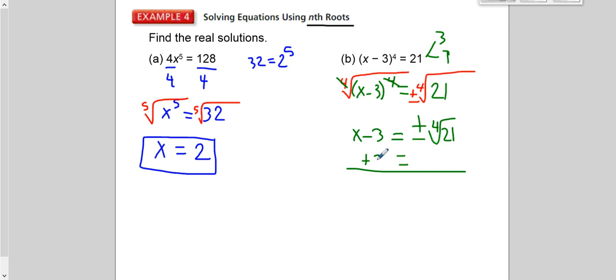Isolate the variable. Add 3 to both sides. x equals 3 plus and minus 4th root of 21. That's our final answer. And that's example 4. Isolate the power, then undo the power with the root. If you're doing an even root, do plus and minus. If you're doing an odd root, you just use the sign of the number that's there. If 32 is negative, this would be a negative 2. But 32 is positive, so our answer was a positive 2. Even roots, 2, 4, 6, 8, you need a plus and minus.